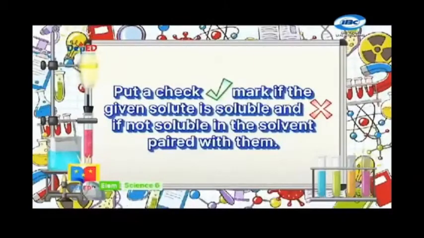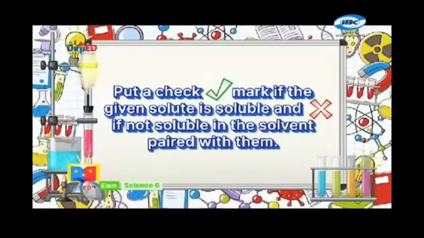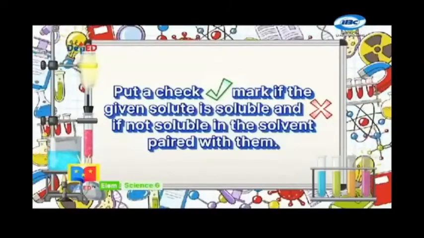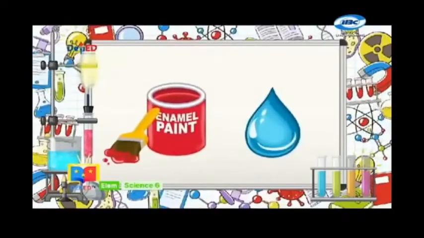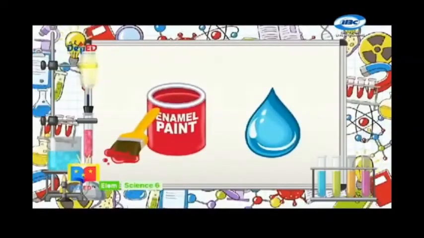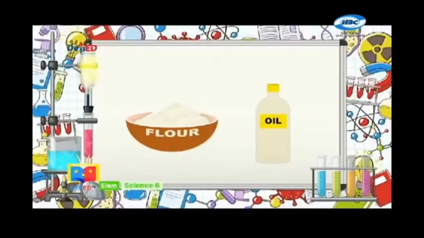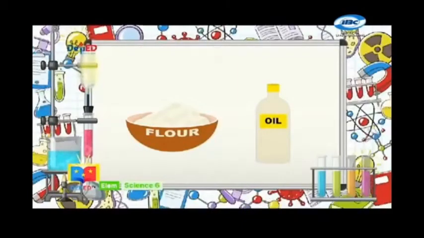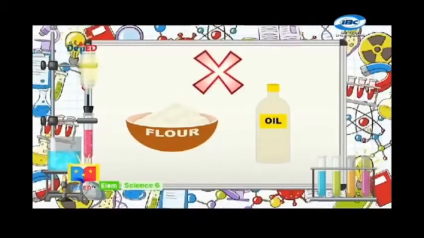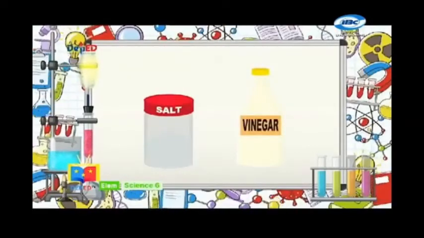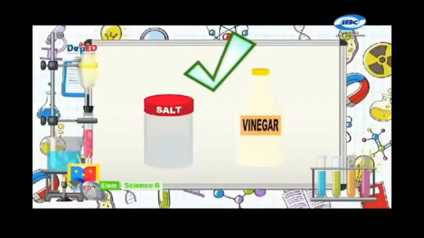Part B. Put a check mark if the given solute is soluble and X if not soluble in the solvent paired with them. Number 6. Enamel paint, water. The correct answer is X. Number 7. Flour, oil. The correct answer is X. Number 8. Salt, vinegar. The correct answer is check.